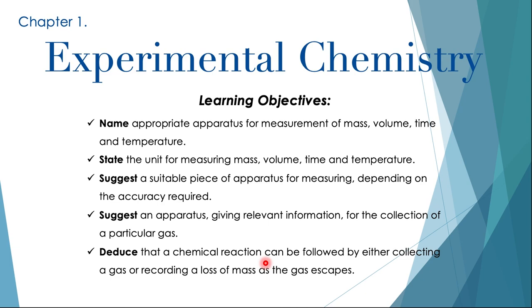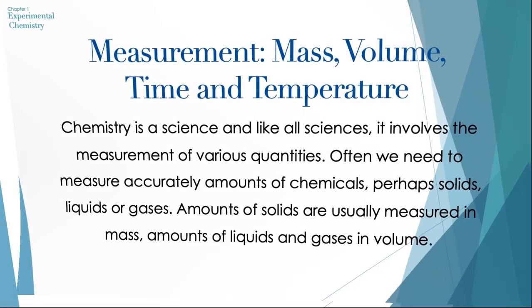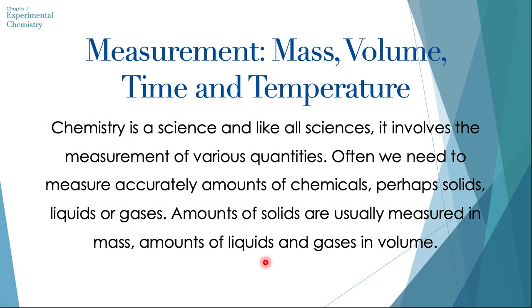So, experimental chemistry. Firstly, we're going to learn about measurement: mass, volume, time, and temperature. Chemistry is a science, and like all sciences, it involves the measurement of various quantities. Often we need to measure accurately amounts of chemicals, perhaps solids, for example powders and crystals, liquids, for example acids, alkalis, solutions, or gases.